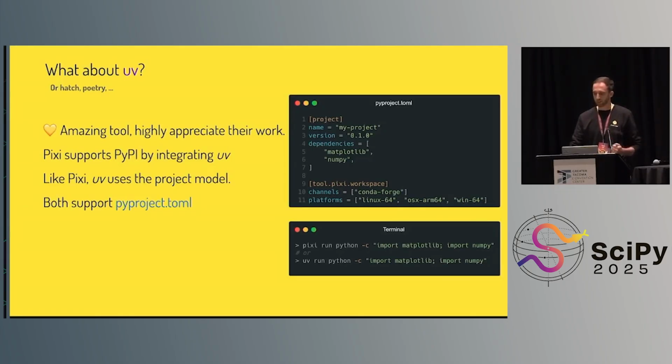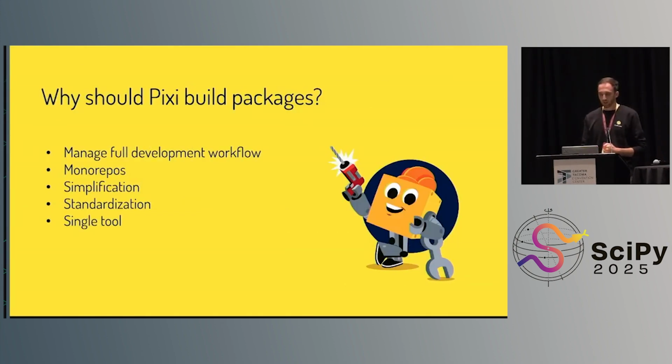And as you can see on the right, UV has the same ability as Pixi to use the PyProject toml. So if you want to support both types of workflows, you can simply do that by using the PyProject toml. See Pixi as an extension to also use the Conda ecosystem to make these projects a little bit more powerful. For instance, if you want to mix it with C++ and other languages.